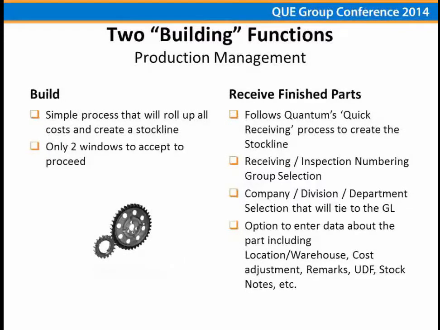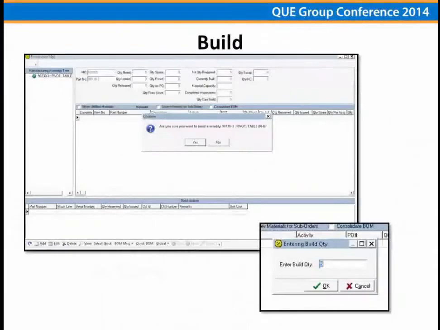So we've got our build option, and I'm going to jump into Quantum here in just a moment, or some screenshots. And building is really a simple process that will roll all of your costs up and create a stock line. There are 2 clicks that you need to do to create that stock line. And really what Quantum will do is you'll say global, build. It just sort of gives you a confirmation here. Do you want to build your assembly? What quantity do you want to build?